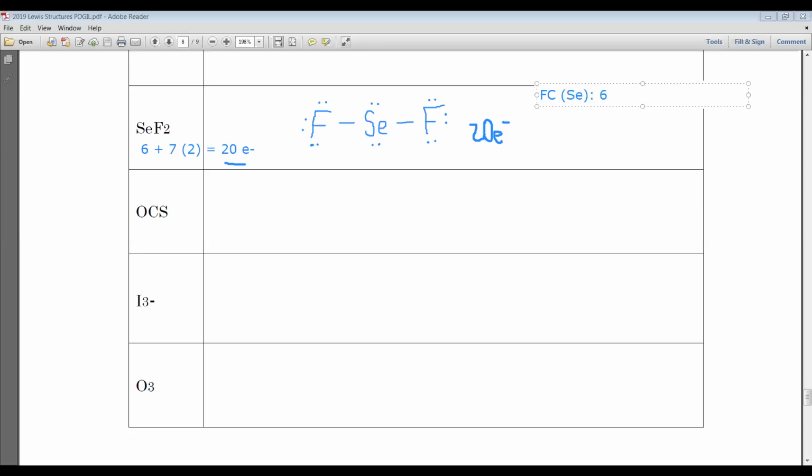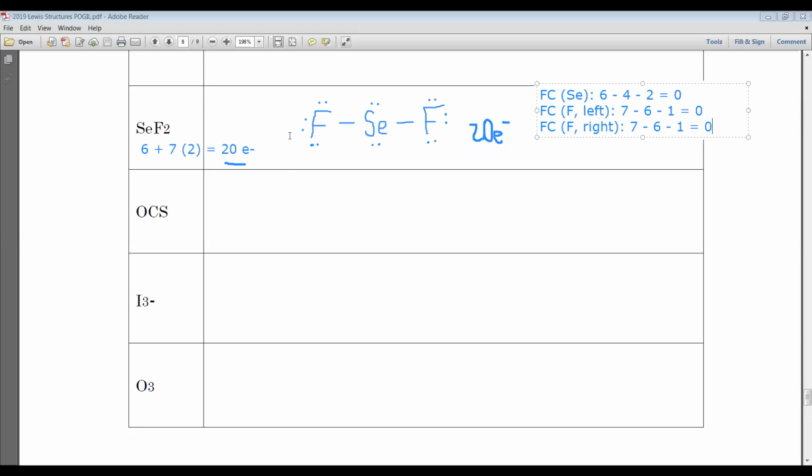Selenium has 6 valence electrons minus 4 dots minus 2 bonds for a total of 0 charge overall. The fluorine on the left, 7 valence electrons, 6 dots, 1 bond, so no formal charge there either. For the fluorine on the right, 7 valence electrons, 6 dots, 1 bond, 0 formal charge there as well.